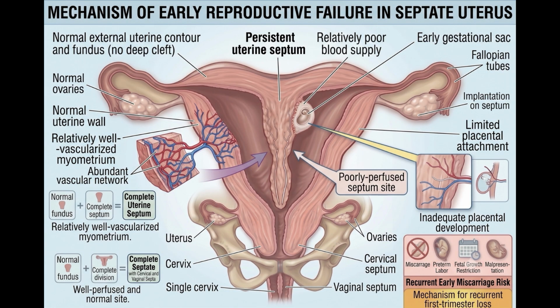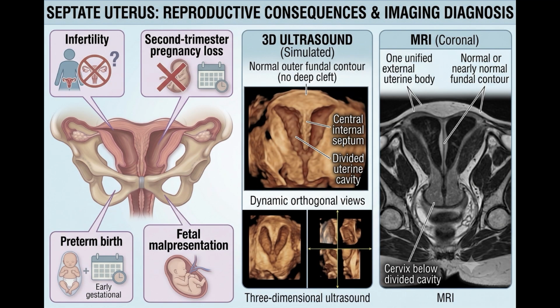A septate uterus is the most common congenital uterine anomaly and is also one of the anomalies most strongly associated with reproductive failure. The persistent septum often has a relatively poor blood supply compared with the normal uterine wall. If implantation occurs on the septum, placental development may be inadequate. As a result, patients have an increased risk of recurrent first trimester miscarriage. They may also experience infertility, second trimester pregnancy loss, preterm birth, and fetal malpresentation.